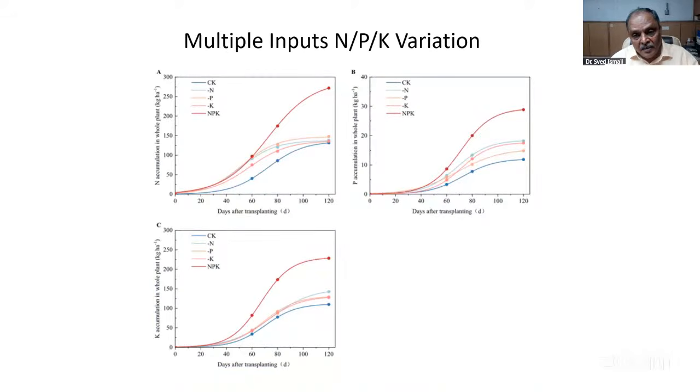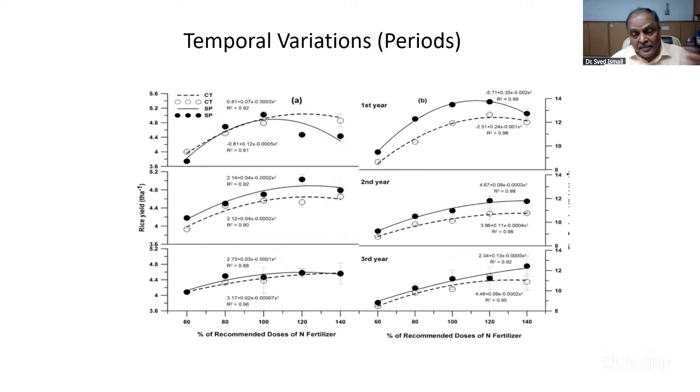Now, this is a multiple NPK variation. These are all taken from different sources. Different curves, points are plotted for different amounts of input, at different stages, so many days after transplanting. And this is temporal variation, period. Last year, next year, second year, third year, fourth year, for the same field, what variations come.